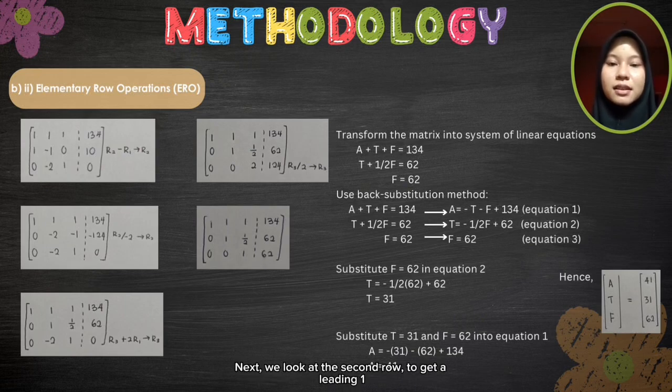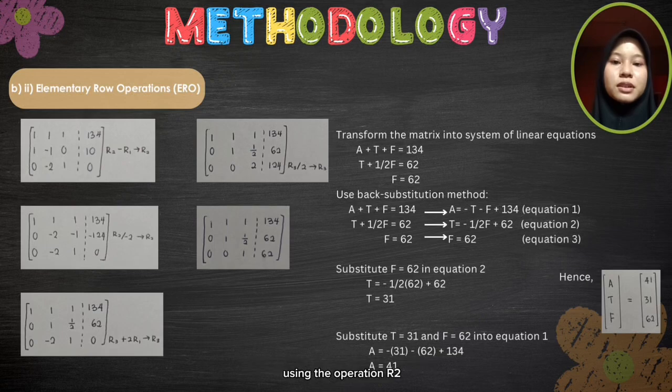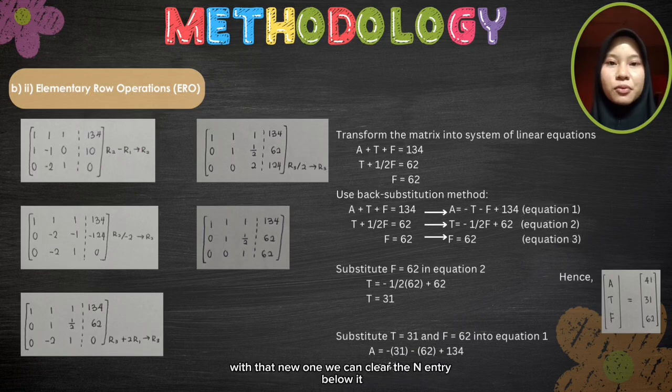Next, we look at the second row. To get a leading one here, we take the row and divide it by negative 2 using the operation R2 divided by negative 2 to get new R2. This gives us a clean one in the middle, which is much easier to work with. With that new one, we can clear the entry below it. We add twice the second row to the third row with R3 plus 2 times R2 to get new R3, which turns the value below our leading one into a 0.